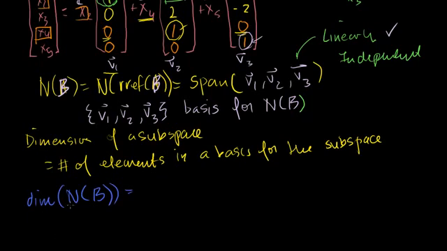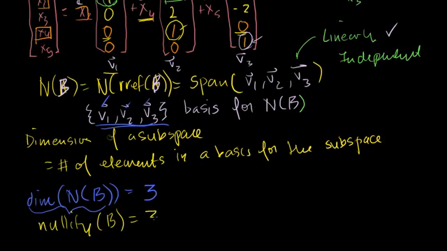Well, the dimension is just the number of vectors in a basis set for the null space of B. Well, this is a basis set for it right there. And how many vectors do I have in it? I have 1, 2, 3 vectors. So the dimension of the null space of B is 3. Or another name for the dimension of the null space of B is the nullity. The nullity of B. And that is also equal to 3.